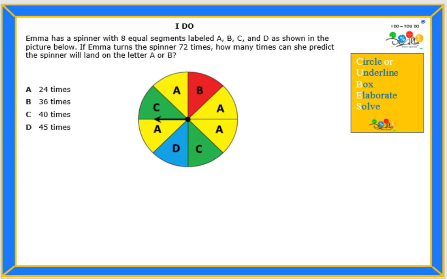Hello, students. We are continuing to work with probability. Let's read this problem. Emma has a spinner with 8 equal segments labeled A, B, C, and D, as shown in the picture below. If Emma turns the spinner 72 times, how many times can she predict the spinner will land on the letter A or B?